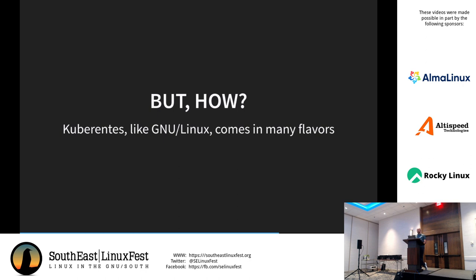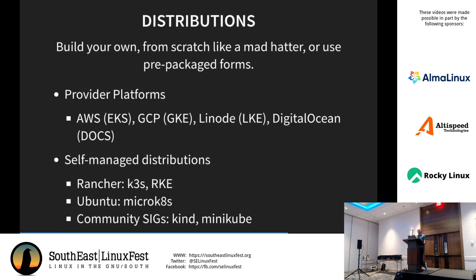Okay. But how do we actually do that, right? Needless to say, there's many options out there in different implementations. Just like Linux, there are many flavors, many distributions, and even flavors within those distributions. There's your provider ones. You've got EKS, which is Amazon's, GKE, Linode has their LKE, DigitalOcean has one. Everybody at this point is kind of having one. And then you can run your own. Rancher has RKE, which is part of Rancher 2, and K3S, which is one of the things I'll be using for part of the demos today.